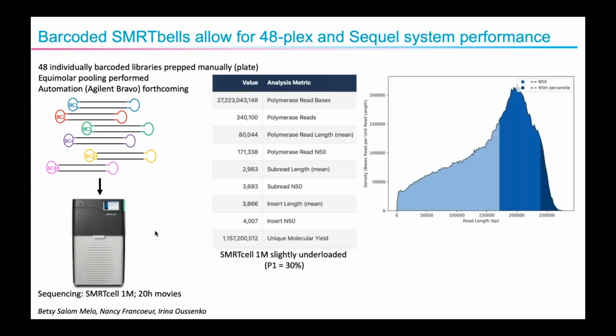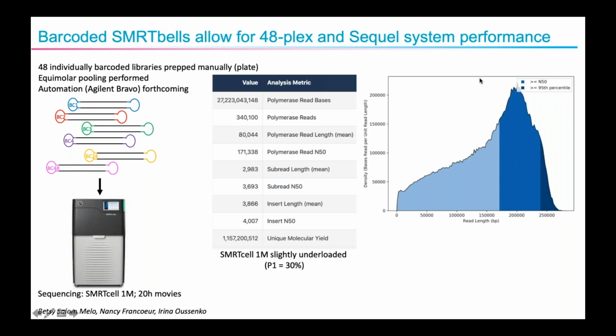This is actually some data from a recent pool we ran last week. We were able to generate with a 48-plex 27 gigabases of total data. This actually was a SMRT cell that was slightly underloaded. We typically aim to have the P1 value here to be 50 or 60%. So I think in our next run, we'll increase loading concentration and get far more data than that. However, we were quite pleased with this run. It certainly was enough to type these 48 samples, which I'll show you shortly.